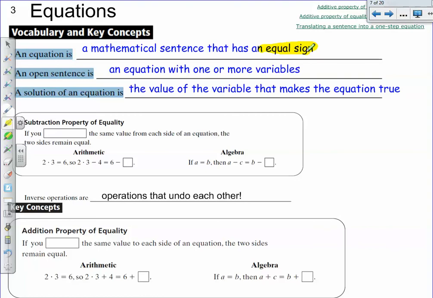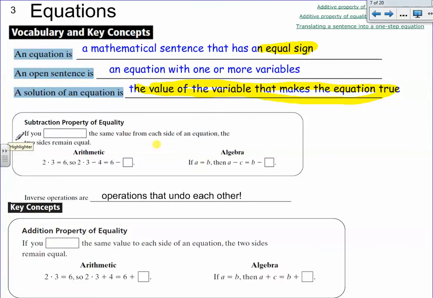An open sentence is an equation with one or more variables, and the solution of an equation is the value of the variable that makes the equation true. So this is always the goal, to find a solution to my equation. That's always going to be our goal. What's the value of the variable that makes my sentence true? Okay, so the first thing we need to know is why are we able to solve equations?